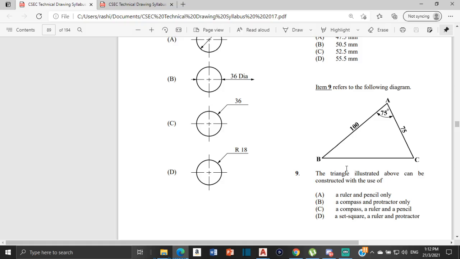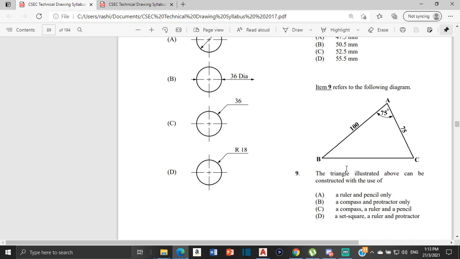Now, item 9 refers to the following diagram. The triangle illustrated above can be constructed with the use of what? Is it A, a ruler and a pencil only? B, a compass and a protractor only? C, a compass, a ruler and a pencil? Or D, a set square, a ruler and a protractor?